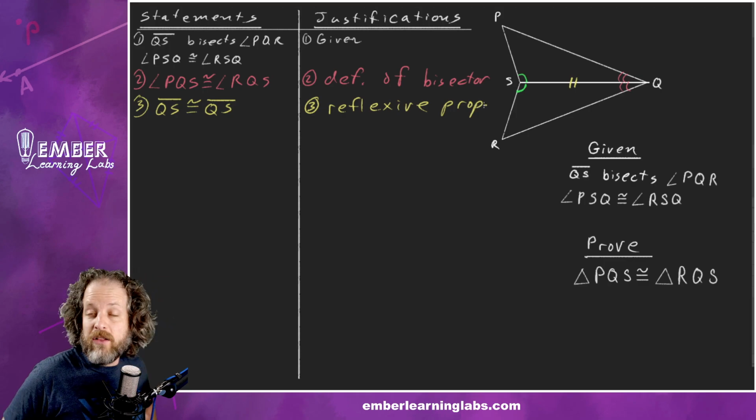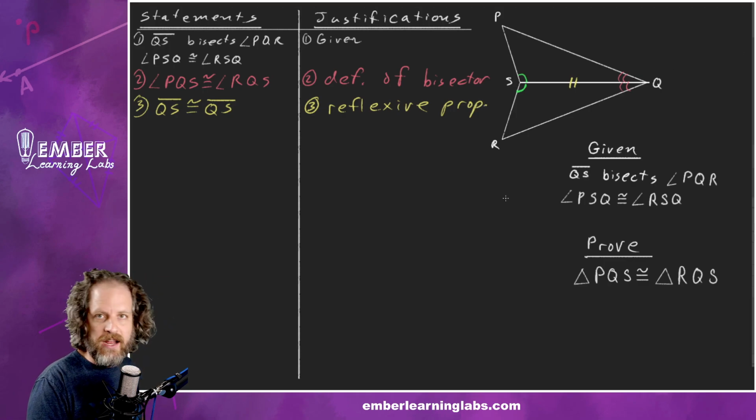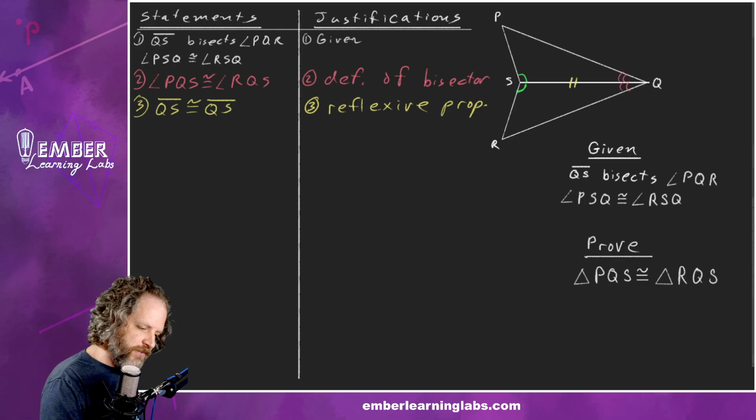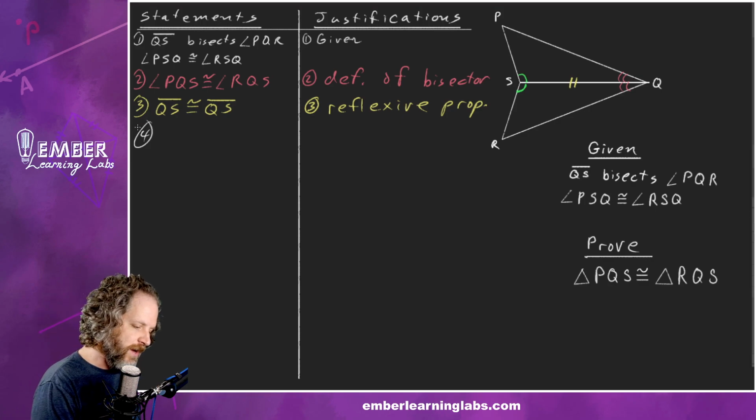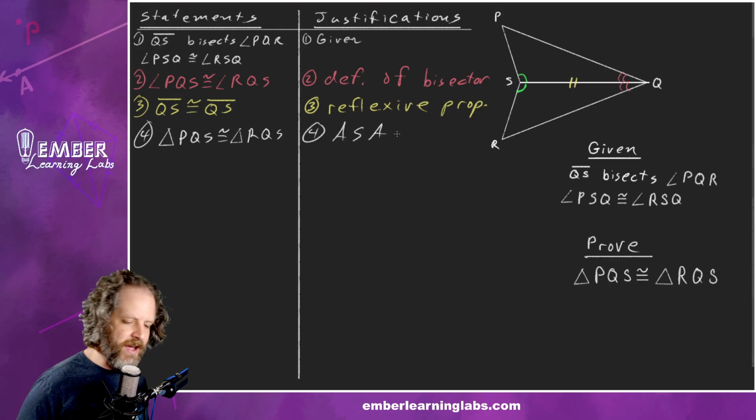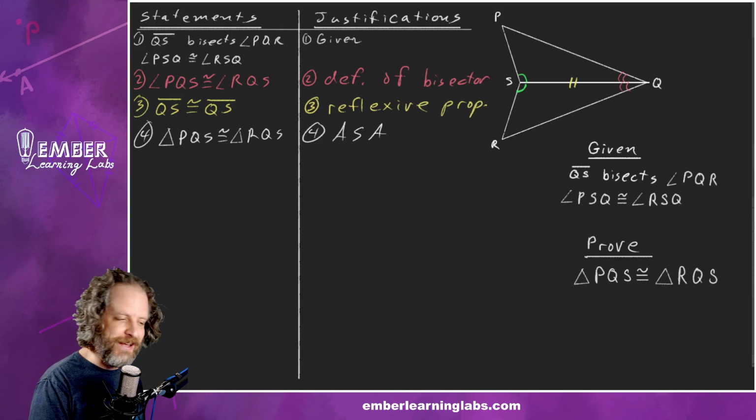Okay. Now look what we have. We have angle, side, angle. We just learned that that's a way to prove triangles congruent. So we can say, last and final step of this proof, step number 4. Wow. We can say that triangle PQS is congruent to triangle RQS because of angle, side, angle. Wow. Easy peasy. Let's do another proof.